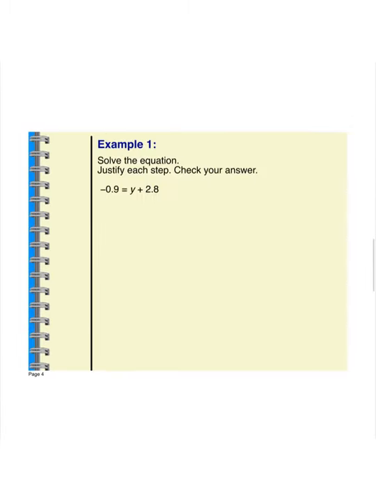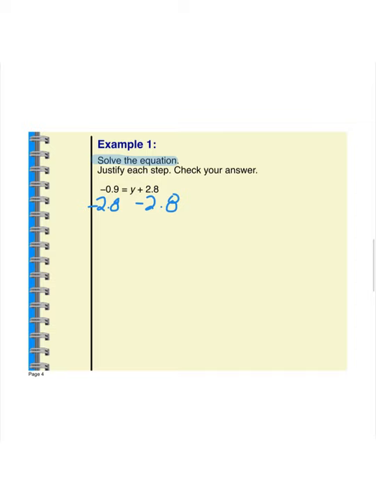In example 1, I want to solve the equation. When we solve an equation, we get the variable by itself. So the variable in this example is y. To solve for y, I need to get y by itself. So I look at the side that y is on. Right now, it's y plus 2.8. So I have negative 0.9 equals y plus 2.8. To get y by itself, I'm going to subtract 2.8. Because I subtracted 2.8 from one side, I also have to subtract it from the other side.